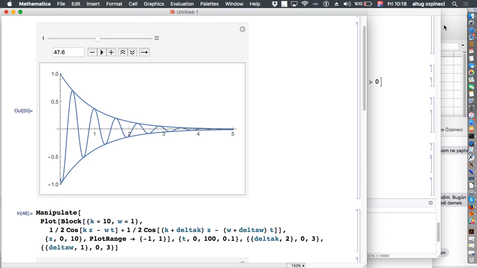So look at this graph over here. The amplitude decays exponentially. And since it decays exponentially, you see here at this distance, you cannot really say that there is a wave anymore. It's almost 0. So basically the same thing happens over here.